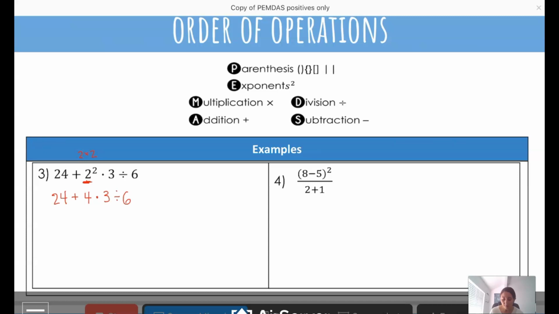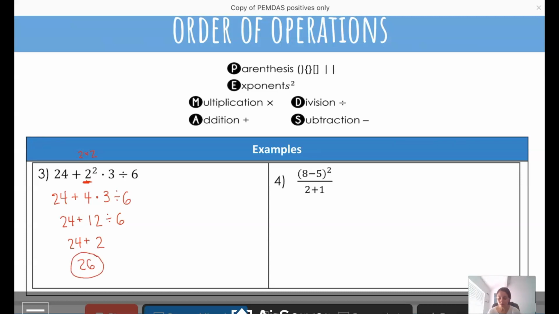Now I need to look at my multiplication and division. There's multiplication and division, but the multiplication appears first, so I'm going to multiply first. So I'm not touching the 24, so I'm just bringing it down. And then 4 times 3 is 12, and then bring down the divide 6. Now I can do my division, so I'm just going to bring down my 24 plus because I haven't added yet. And then 12 divided by 6 is 2. And now I'm just left with addition, so 24 plus 2 is 26.